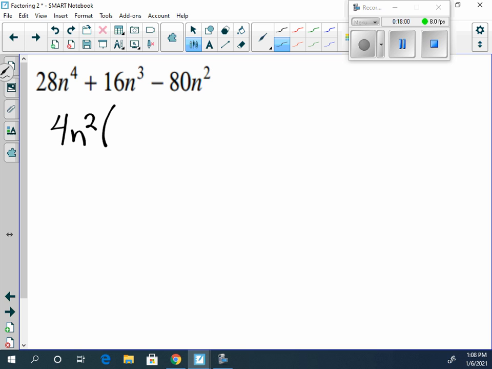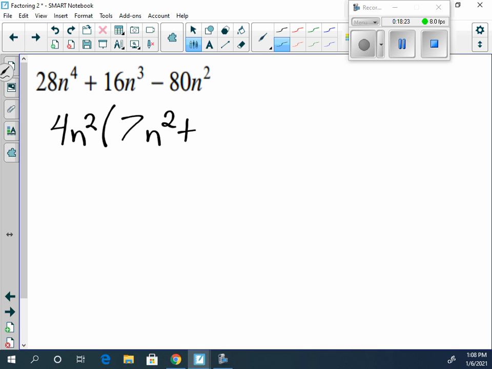So this one here does have a greatest common factor that we can pull out. So we have the 4 and the n squared. If I pull this out, well, 28 divided by 4 would be 7. If I factor n squared out of n to the fourth, I take 2 away. Well, if I had 4 and take 2 away, I'm left with 2.